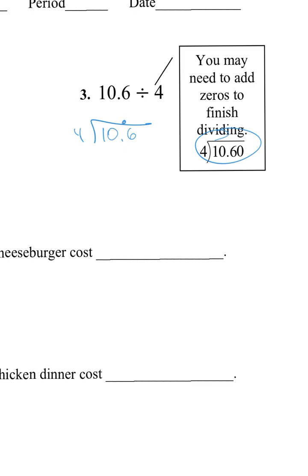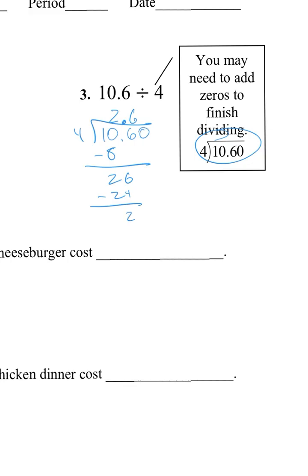And here we go. 4 will go into 10 2 times. 2 times 4 is 8. Subtract those. I get 2. Bring down the 6. 6 will go into 26 6 times. 6 times 4 is 24. Subtract those. I get 2.